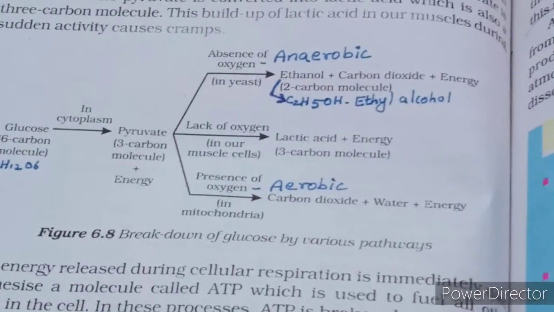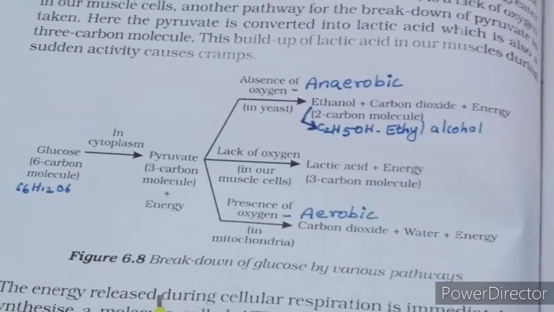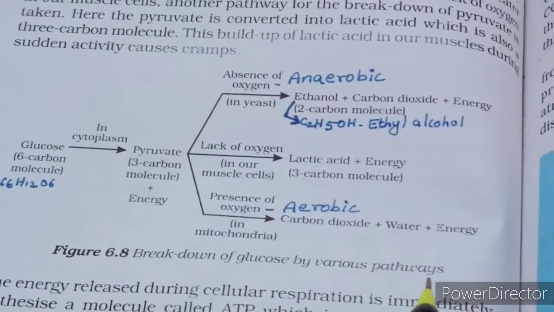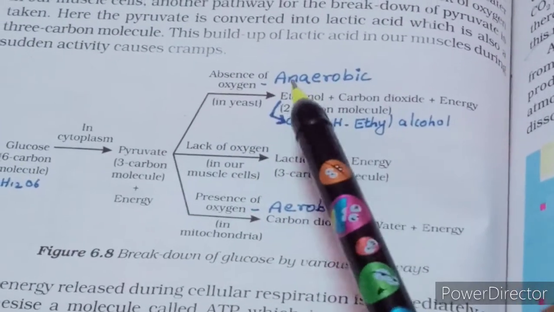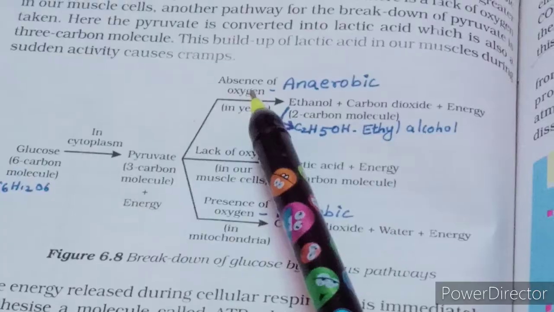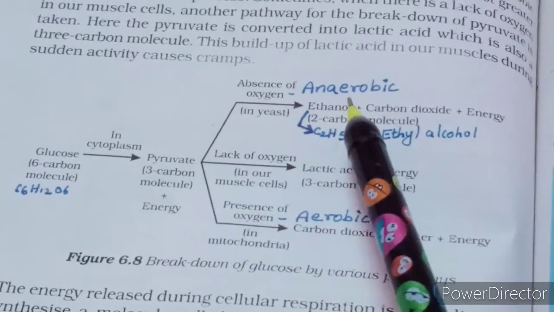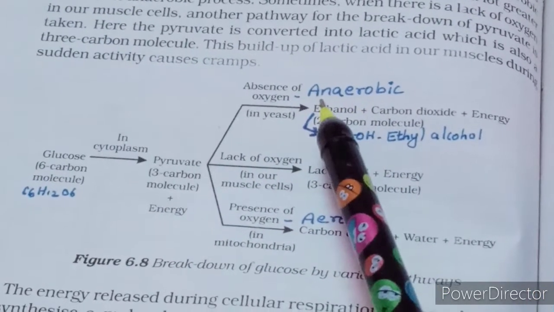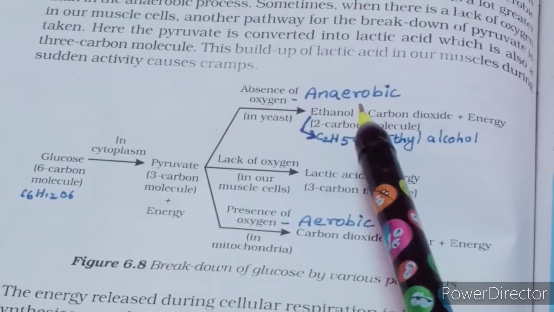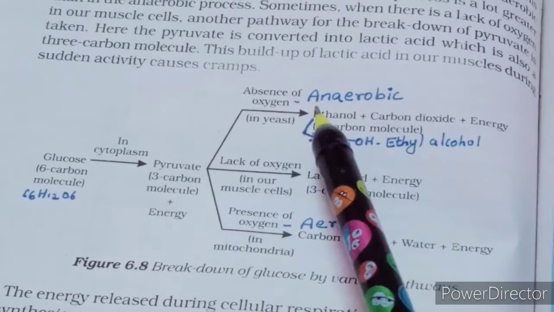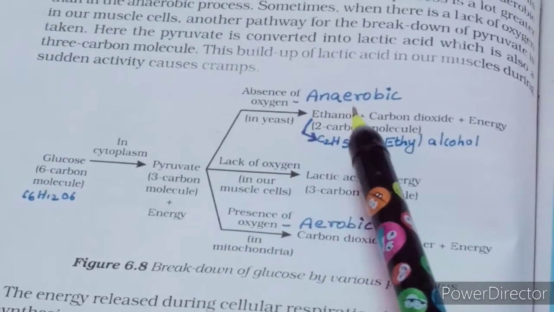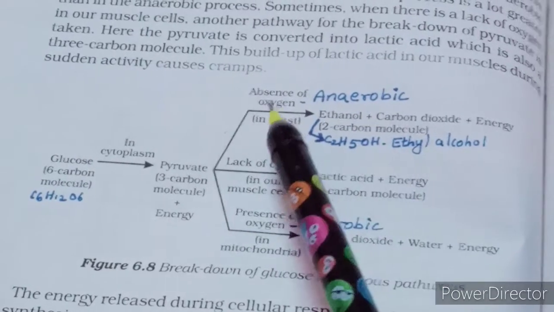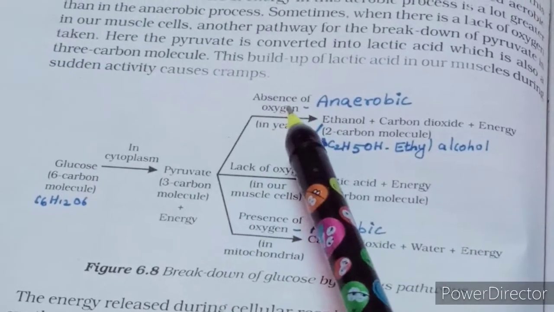By using this equation, you are able to understand very clearly the breakdown of glucose by various pathways. Here three pathways are involved. First one is absence of oxygen. It is termed as anaerobic respiration. An means absent, aero means air, air means oxygen. So absence of air or absence of oxygen is termed as anaerobic. Hence it is mentioned here as absence of oxygen.